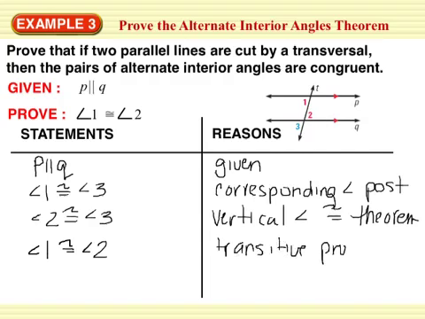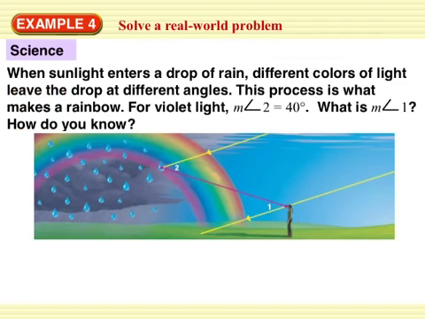Transitive property of congruence. Okay, another example. When sunlight enters a drop of rain, different colors of light leave the drop at different angles. This process is what makes a rainbow. For violet light, the measure of angle 2 is 40, which is the measure of angle 1. The measure of angle 1 is also 40.